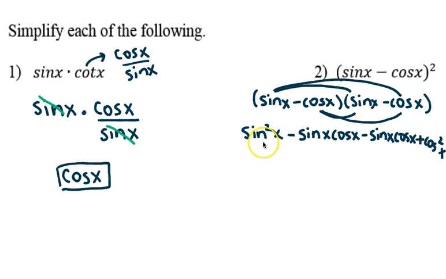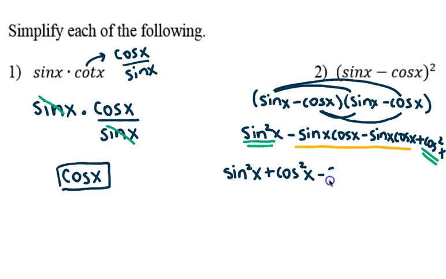Okay. I'm going to regroup these. I do see a sine squared and a cosine squared, and I know that I have that Pythagorean identity that sine squared plus cosine squared is 1. So I'm going to try to place these together. Sine squared x plus cosine squared x. And then I'm going to combine these like terms. So if I combine those, then I have minus 2 sine x cosine x.